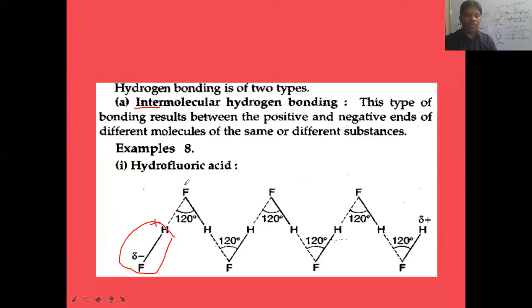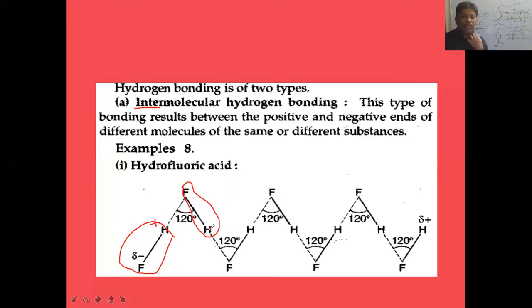Again, here is another molecule of HF. Between this molecule of HF and that molecule of HF, two different molecules, a weak attractive force is there. The dotted line indicates a hydrogen bond. So between the hydrogen of one HF molecule and the fluorine of another HF molecule, the bonding is intermolecular hydrogen bonding. This is hydrofluoric acid.